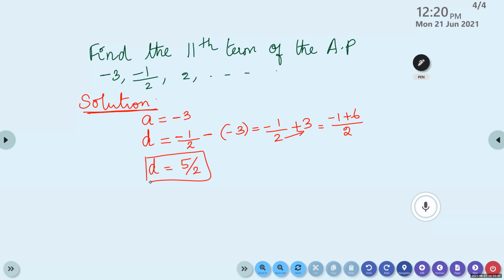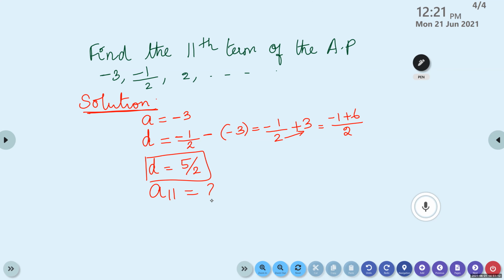Yes, ma'am. Surya, the D value, is it correct? Yes, ma'am. Okay. So now after this D, what do we have to find here? Our aim is to find the 11th term, isn't it? So A11 is equal to question mark.